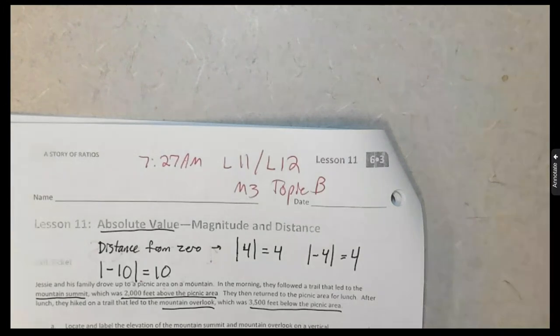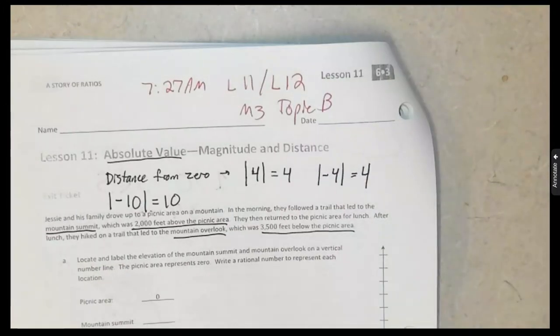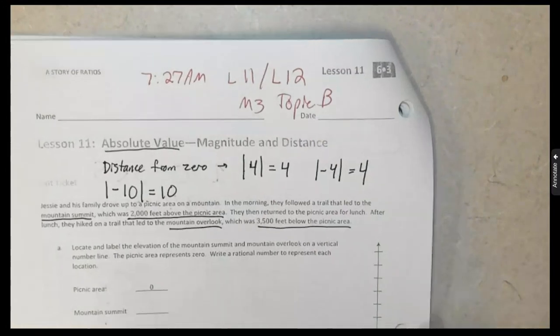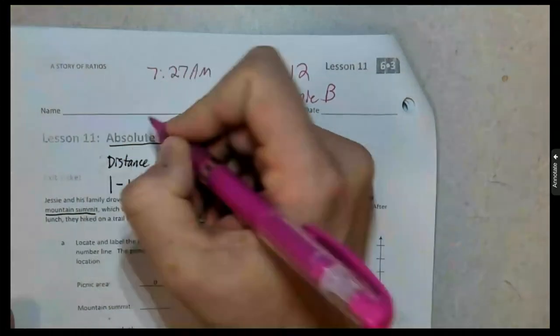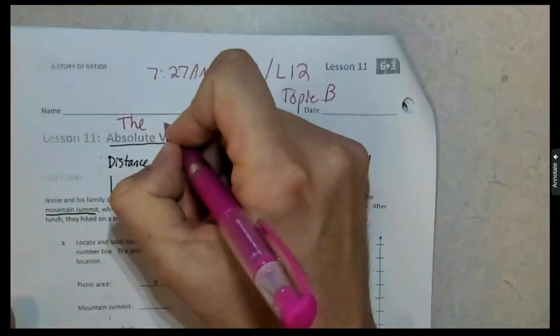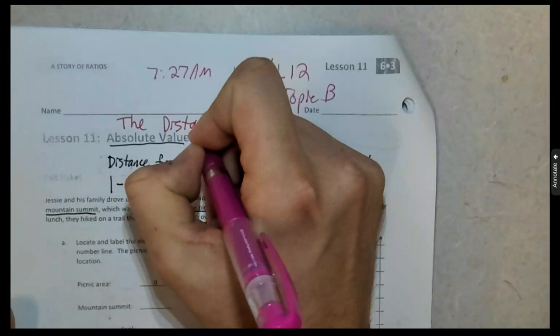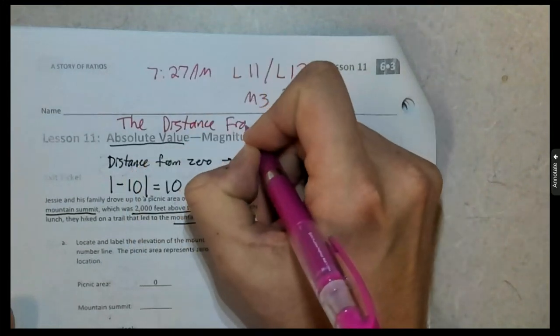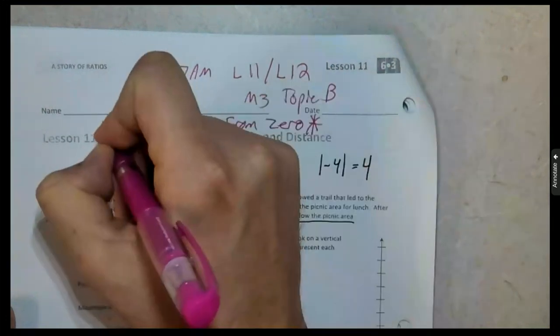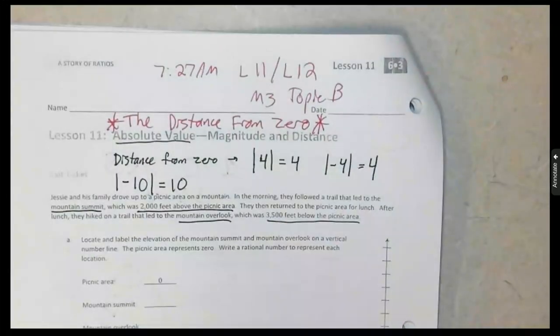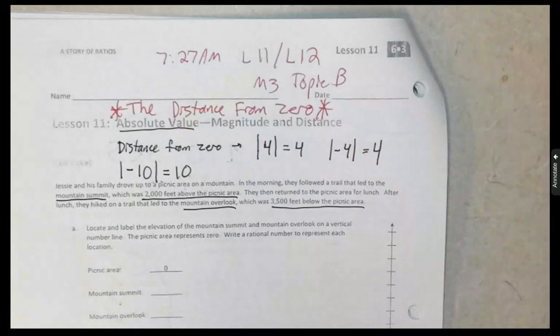Okay. So lesson 11 talks all about absolute value, magnitude, and distance. This is one that isn't tested on the MCAs, so I'm just going to go through it really quickly. But basically, absolute value just means the distance from zero. That's all absolute value really means, how far away something is from zero.